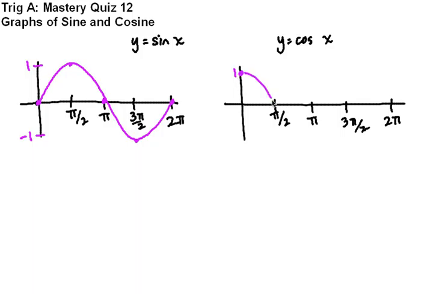Then it decreases to 0, comes all the way down to -1 at pi. That's the point farthest to the left. Cosine is the x value, so farthest to the left means -1 at pi. Come back to 0 at 3 pi over 2, and up to 1 at 2 pi. This is your graph of sine and cosine.